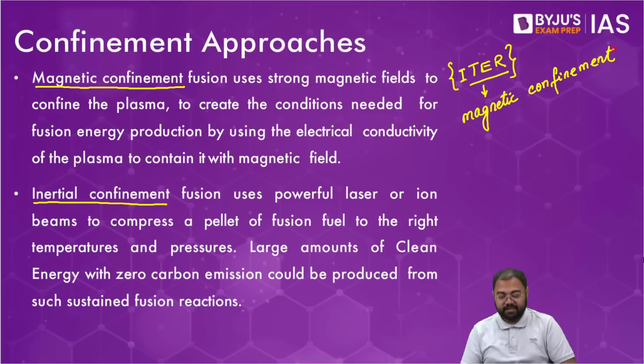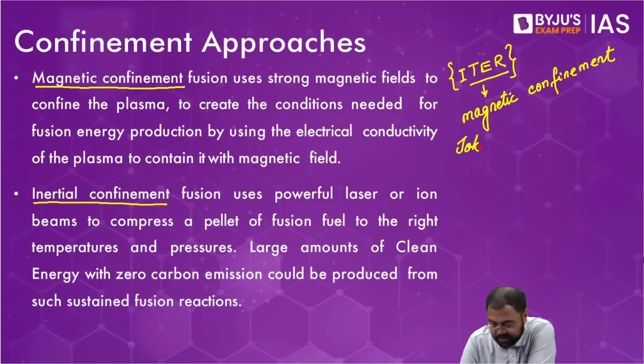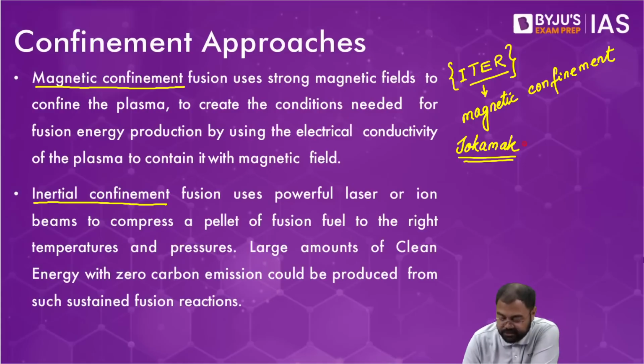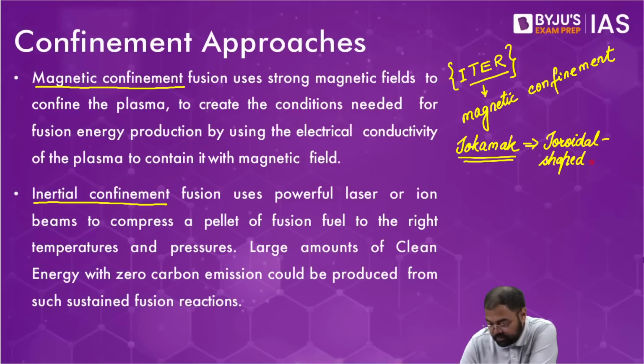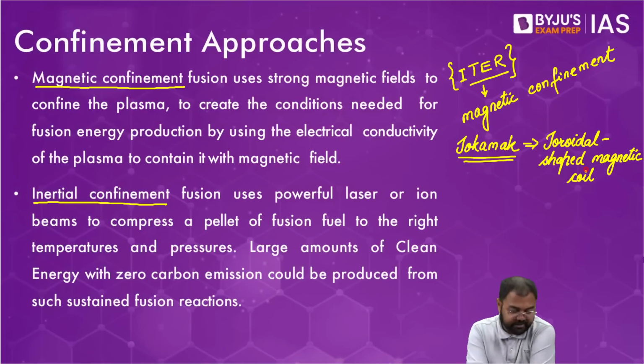So in ITER, they are using something that will be in the news a lot of times, called tokamak. Now, what is tokamak? Tokamak basically is a toroidal shaped magnetic coil. What is toroidal shape? Do you know? What is a toroidal shape? Toroidal shape is just like, have you eaten a donut? Have you tried eating a donut?